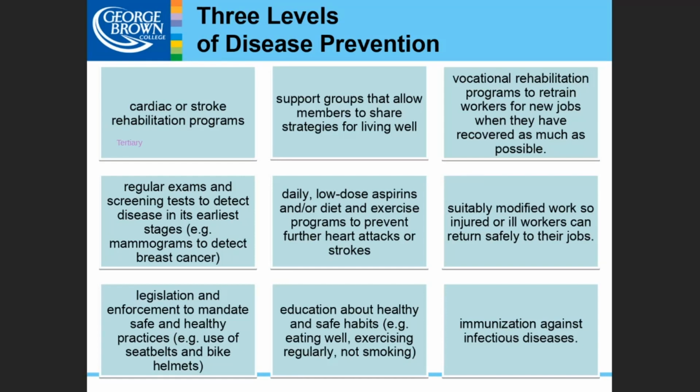Okay, support groups that allow members to share strategies for living well. What do we think about this one? Danielle says primary, Miriam says tertiary, and you're both right. So this one could be argued both ways. It would be more tertiary if it was support groups to allow members to share strategies for living well with cancer, right? So they already have an illness. Or if it's just a general support group about living well, not specified around a particular illness, that could be more primary, right?